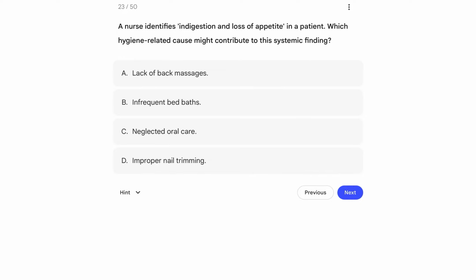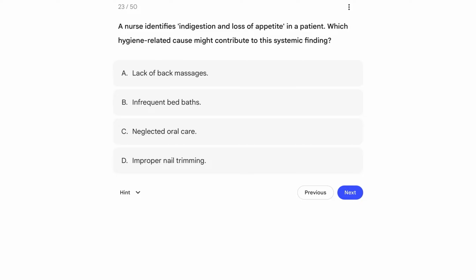What is the systemic finding? Loss of appetite and indigestion. This is the systemic finding you got. Finding means symptoms. Okay. So, the patient is telling you the subjective data, and you have taken that subjective data or chief complaints, you can say. Now you want to identify the cause: what would be the main cause for this?